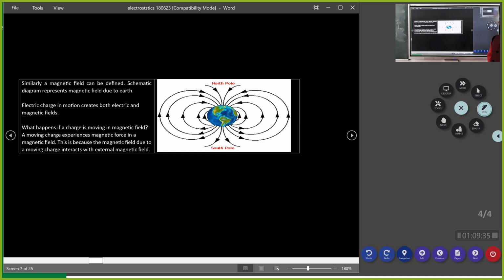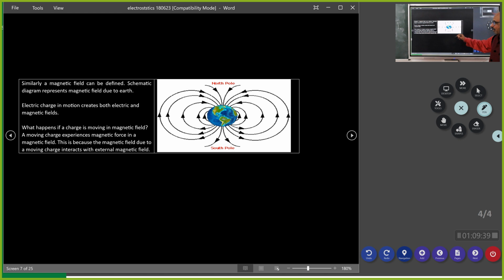This is magnetic. Magnetic field due to Earth. If you keep a bar magnet also, you will get the same. Got it? There is the part. Now, see, an important thing about gravitation. Similarly, a magnetic field can be defined. So, you have a chapter on magnetism and magnetic materials in second year PUC. So, you are going to study this in detail.